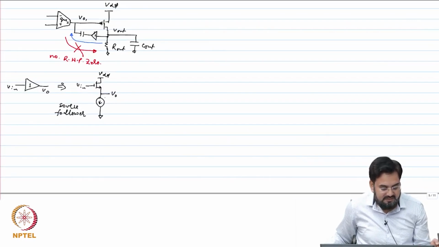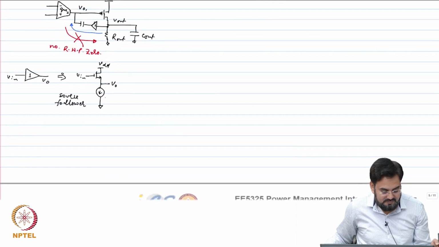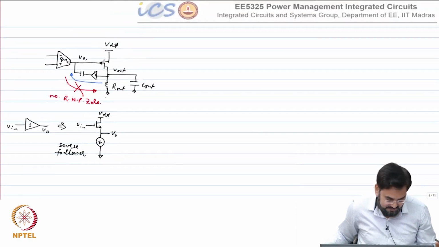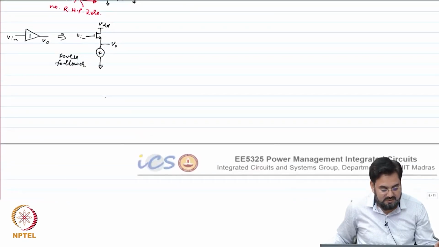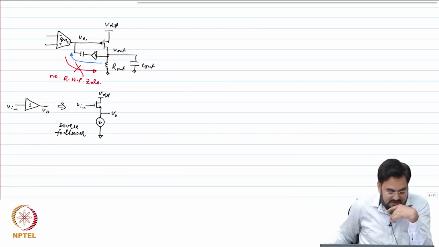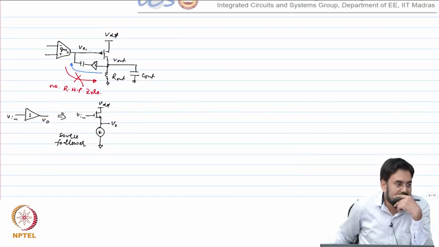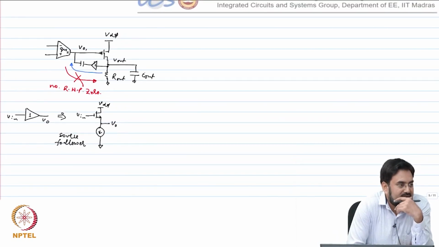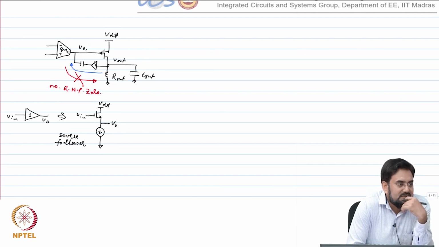Okay, any other way? So that's mainly 3 methods. There is one more method which is not used to reduce the effect of this right half plane 0, but to reduce the effect of this gate cap. So let us say you want to make the output pole dominant. If you want to make the output pole dominant, you would like to reduce the cap at VO1. So how can we reduce that?